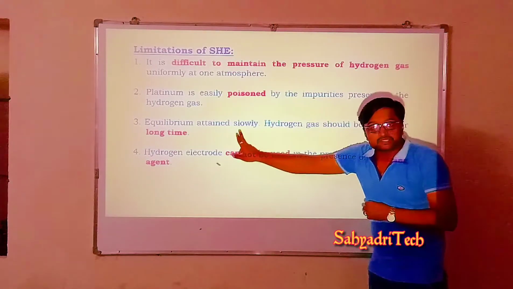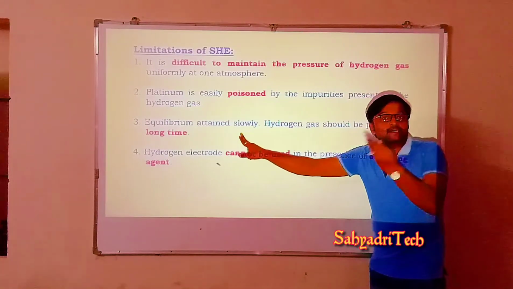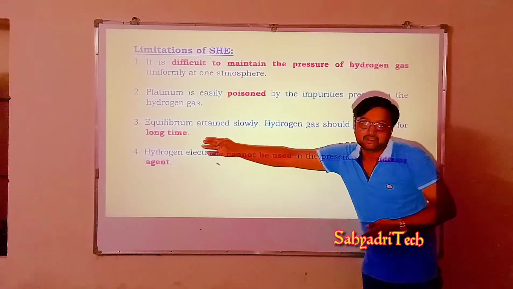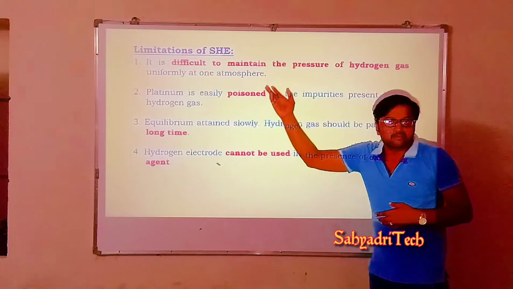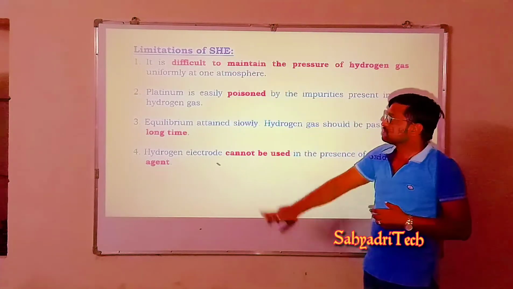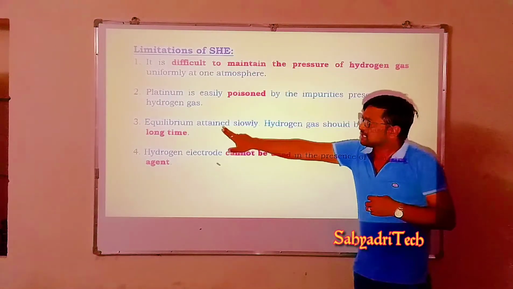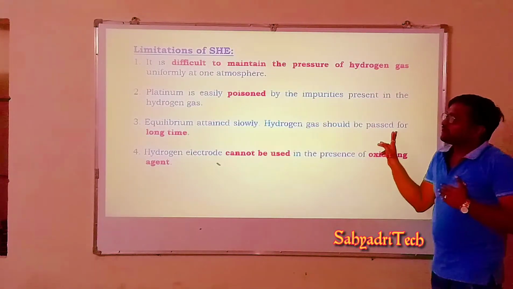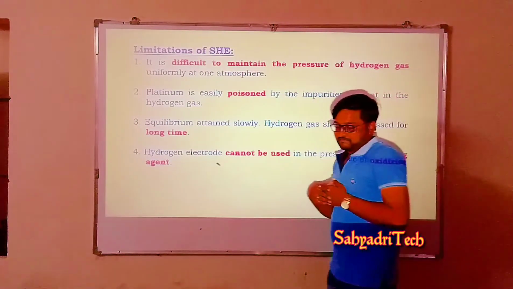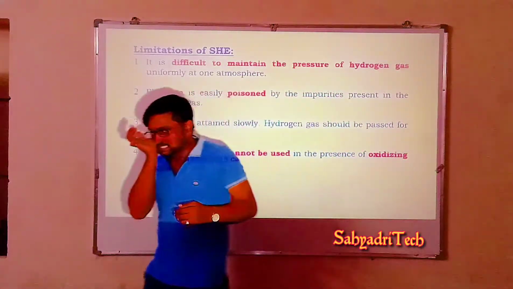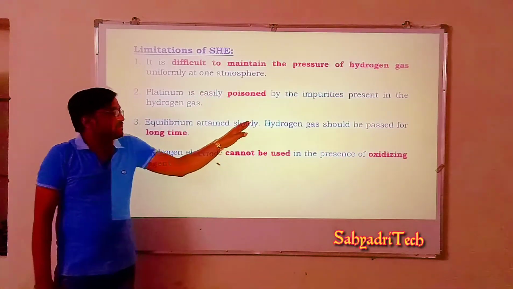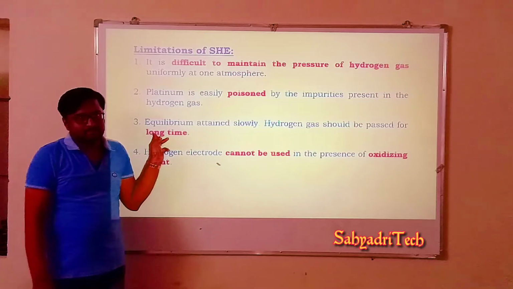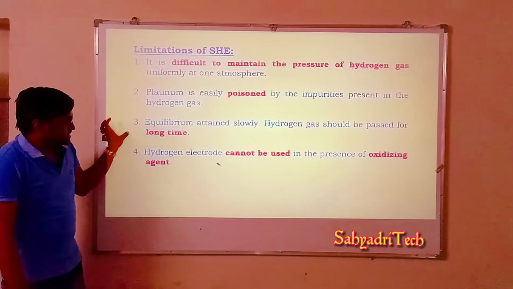If equilibrium is attained very slowly, it means we have to pass hydrogen gas for a long time. So it becomes a drawback, or I can say a limitation. So the third limitation: equilibrium is attained slowly. Hydrogen gas should be passed for a long time. Means to attain equilibrium, it is necessary to pass hydrogen gas for a very long time. So that is the third limitation.